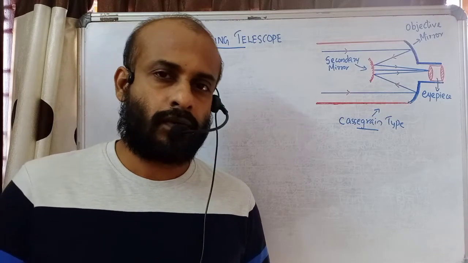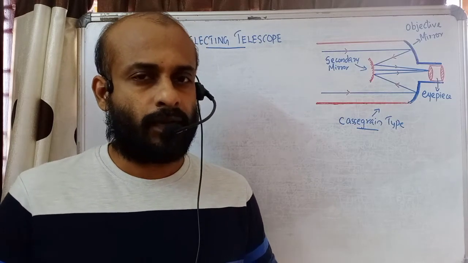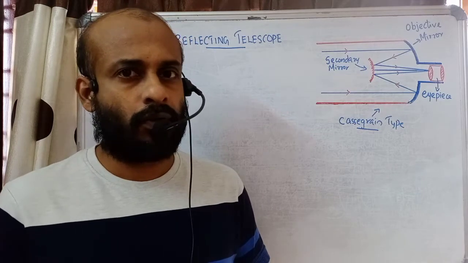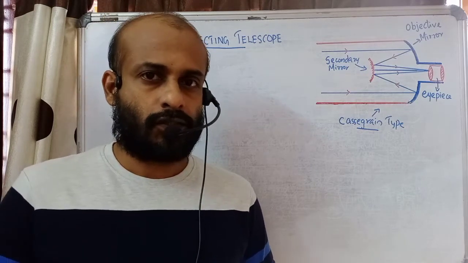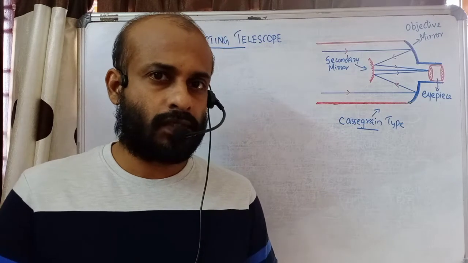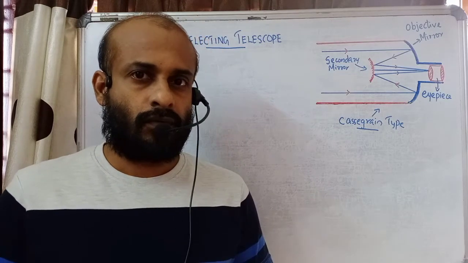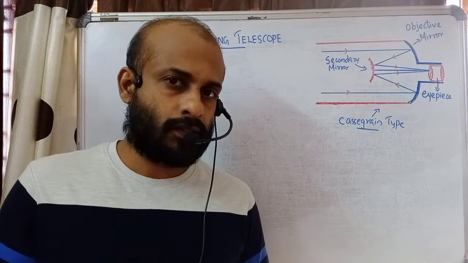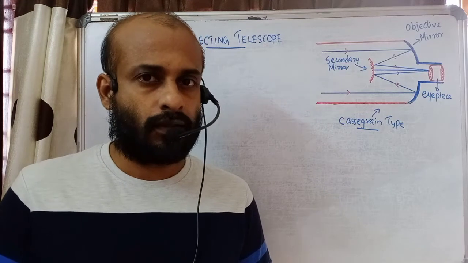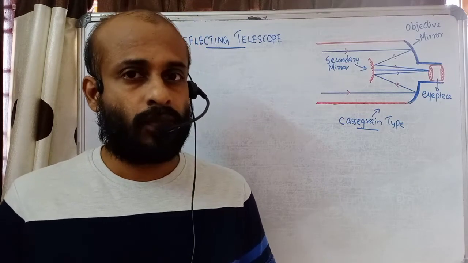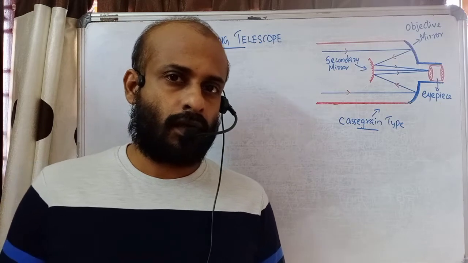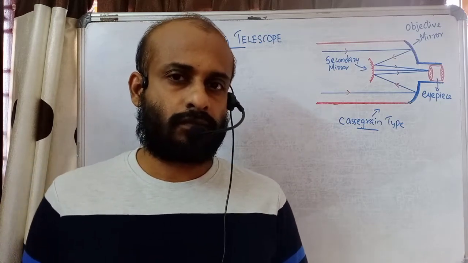Reflecting type telescope is our topic today. In the previous class, you have seen a refracting type or astronomical telescope. In an astronomical telescope, we are using convex lenses. One convex lens, having a bigger aperture and large focal length, is known as the objective, and the other lens is the eyepiece, having a small focal length and small aperture.